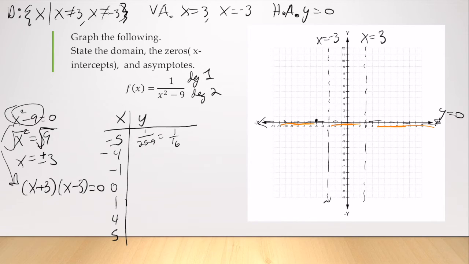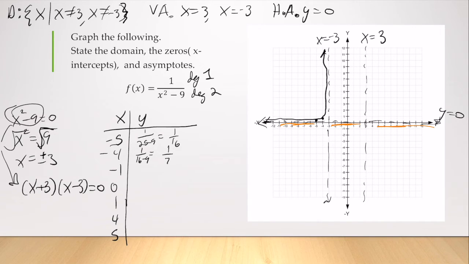So let's try and draw that. When x is negative 4, I have 1 over a positive 16 minus 9, which is going to be 1 over 7. Why did that take me so long? So I have 1/7, which is a little bit higher. So we can tell it's going to look like this on our left-hand side.